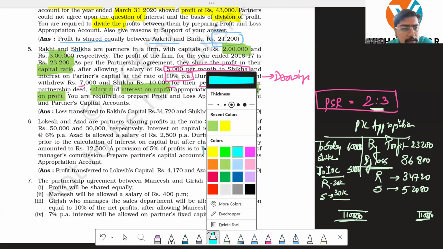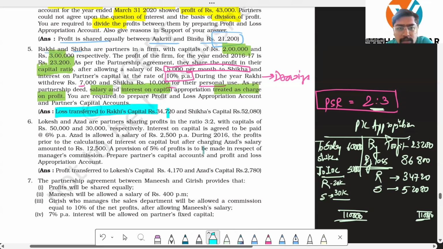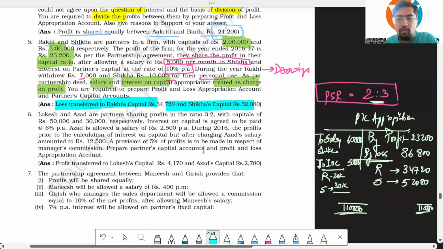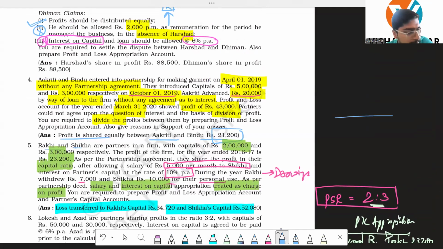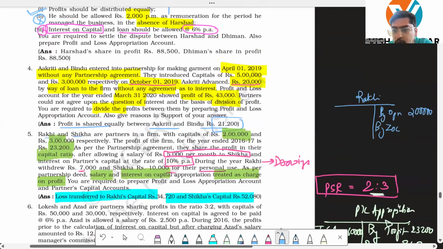And then you can make the partners' capital accounts. I will just show you a partner's capital account for only one of the partners. You can make it for the other one. So if I talk about, for example, Rakhi's account, what all things will it have? Opening capital of Rakhi is 2 lakh rupees. Okay. Then Rakhi is also going to get the interest on capital. So IOC of Rakhi was 20,000.